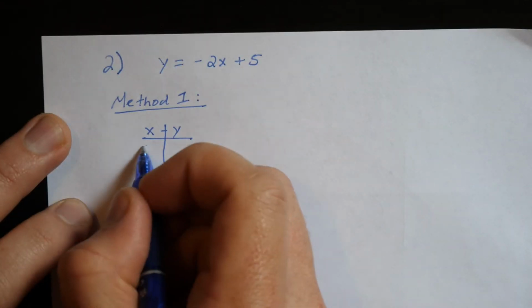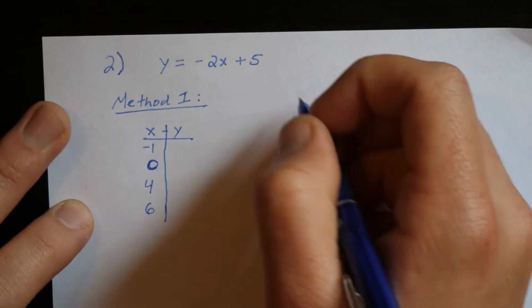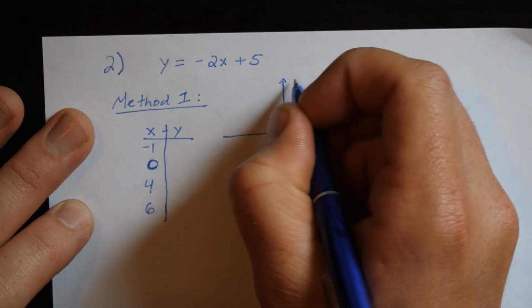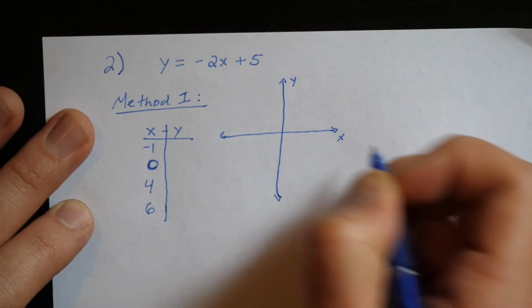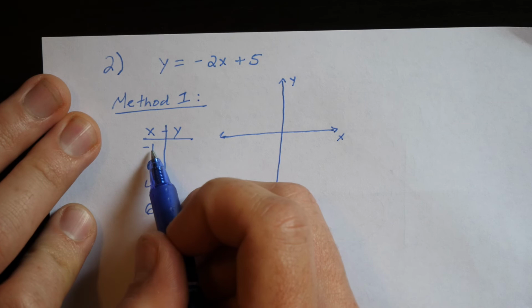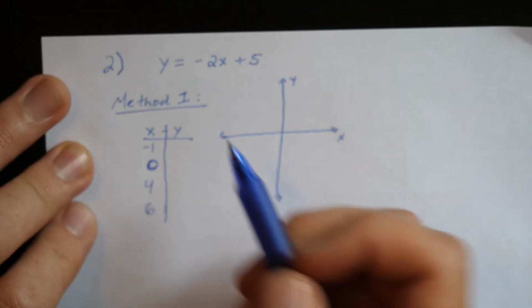And we're going to do -1, 0, 4, and 6. Just pick some random values that you're going to throw on your graph. This is my y-axis. This is my x. Okay, so I take this x input, and where's x in my equation? It's right there. So you just plug it in. All right?